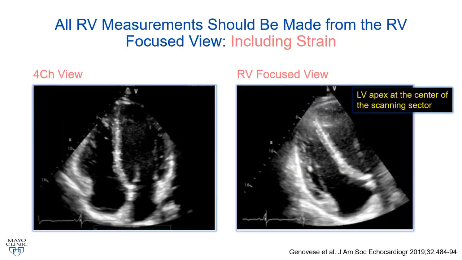Recall that all measurements of the right ventricle should be made from the RV-focused view, including strain. Typically the apical four-chamber view has been used to focus on the LV and to minimize its foreshortening. The consensus is that when measuring the RV, however, one should use the RV-focused view. This is a view with a more lateral transducer position with the LV apex at the center of the scanning sector.